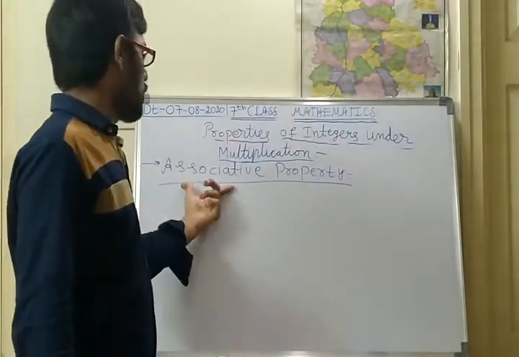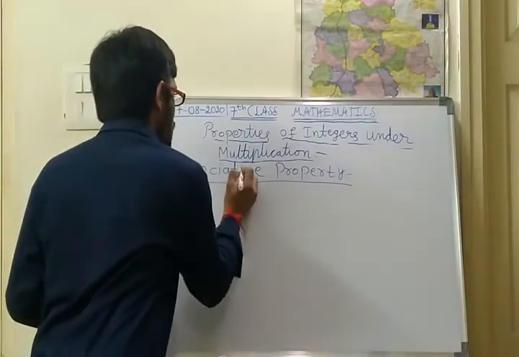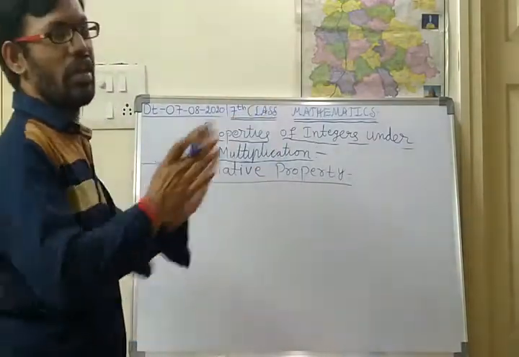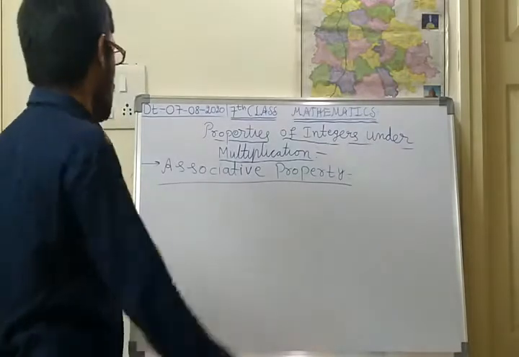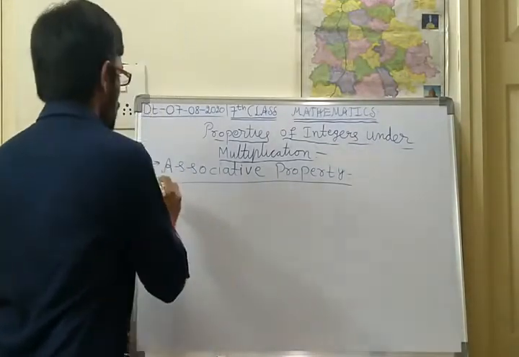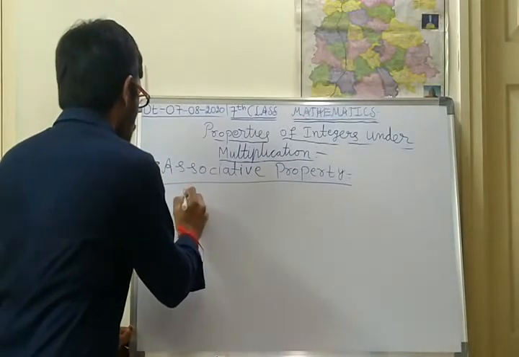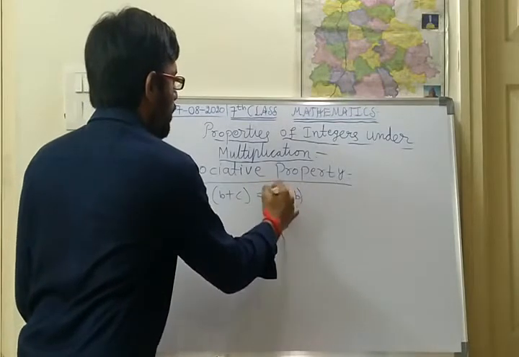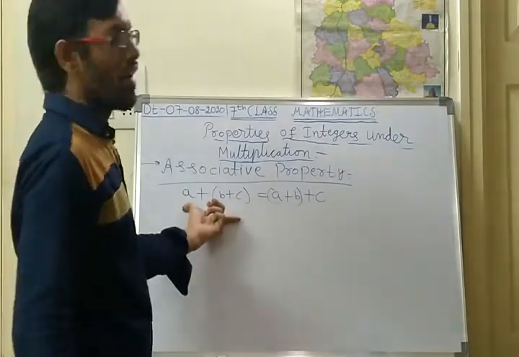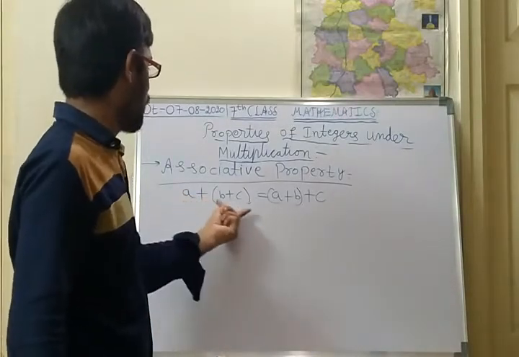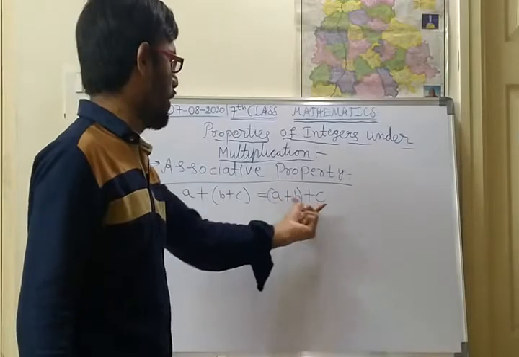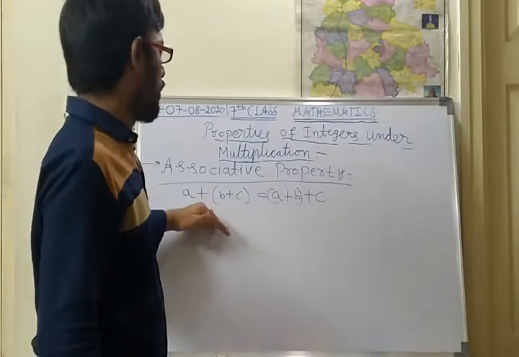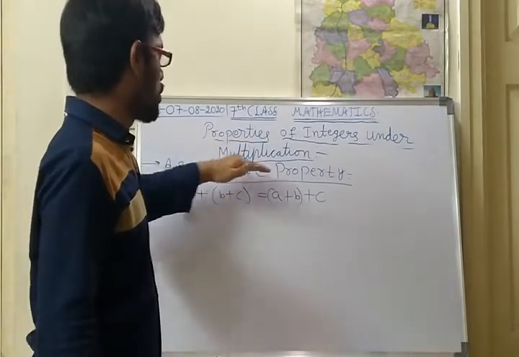Associative means giving something to someone or someone else, that means giving equally. In the addition, what we have talked about is a plus (b plus c) is equal to (a plus b) plus c. That means if a, b, c are any three integers, then a plus (b plus c) is equal to (a plus b) plus c. Like this we have talked about the associative property in the addition of integers.